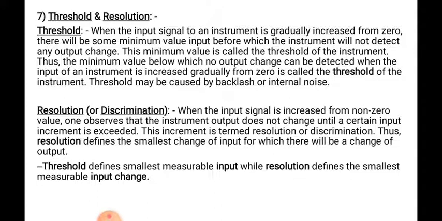Okay, and how does that threshold occur in the instrument? The reason behind the occurrence of the threshold is caused by backlash or internal noise. Okay, of the few reasons we have seen in the previous static characteristics also: internal noise, internal moving components, wear and tear of the instrument parts, then some corrosion of the internal parts. Because of that the instrument shows some threshold in the reading.